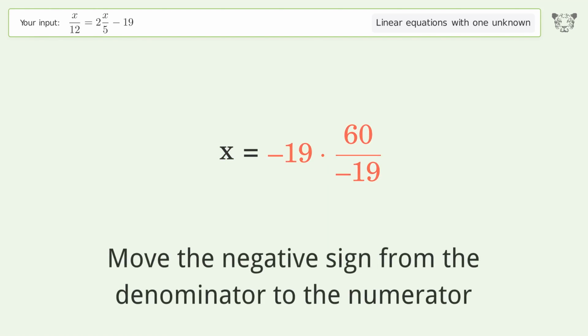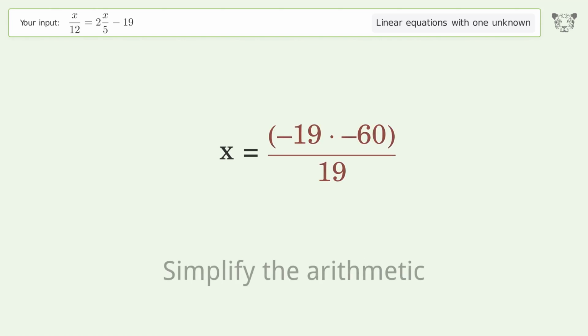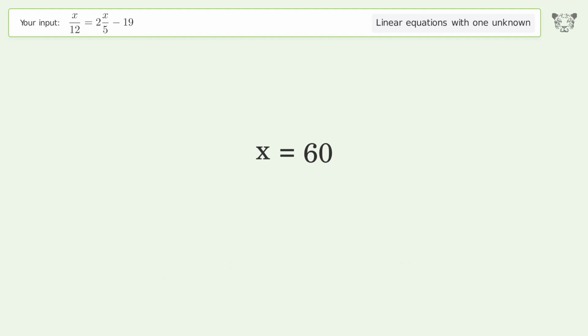Move the negative sign from the denominator to the numerator. Multiply the fractions. Simplify the arithmetic. And so the final result is x equals 60.